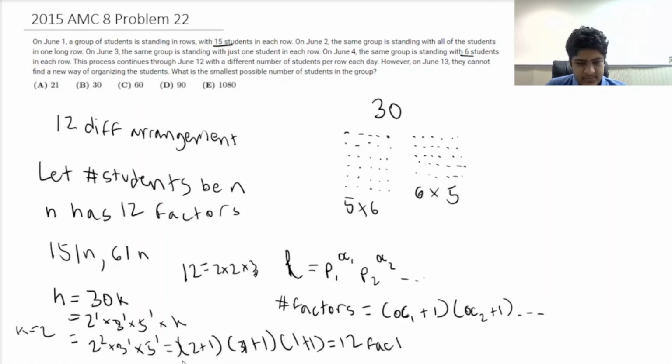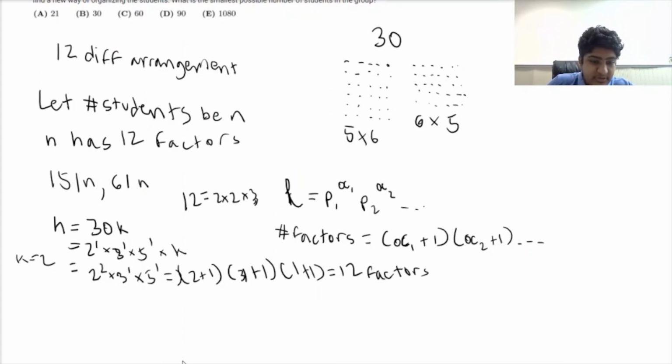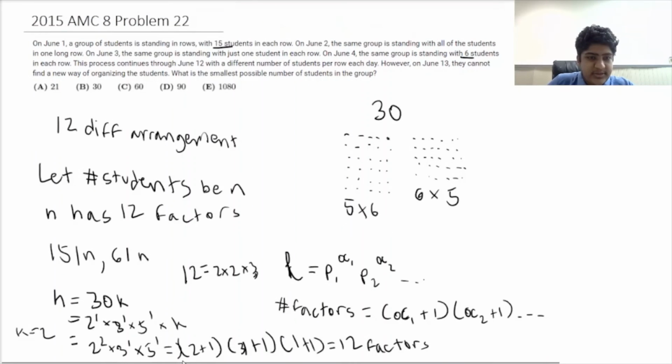And this is the smallest possible one because 2 is the smallest prime and you can't really multiply it by anything else. And if you multiply it by anything bigger than 2, then the result would be bigger. If you multiply it by 1, it would have 8 factors. So that means that the smallest possible number of students is 2 to the 2 times 3 to the 1 multiplied by 5 to the 1, which is going to be equal to 60. Choice C, and we are done.